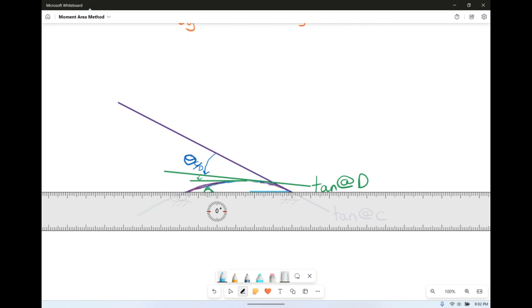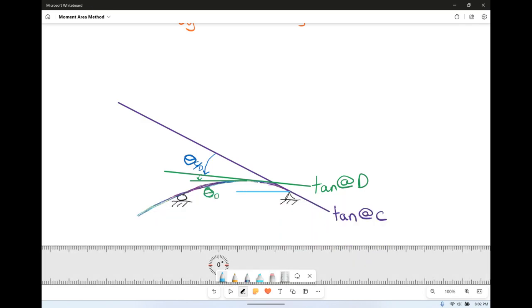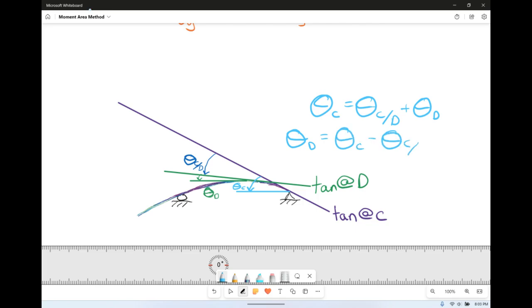This line here is our horizontal, and so is the line that the arrow is pointing to for angle D. So this one is angle of C. What I can tell is going on here is that angle of C is equal to angle of C with respect to D plus angle D. If we write it in a slightly different way, angle of D is equal to the angle of C minus the angle of C with respect to D. So this is the way that we want to try and find angle of D. That's what we want to solve for.